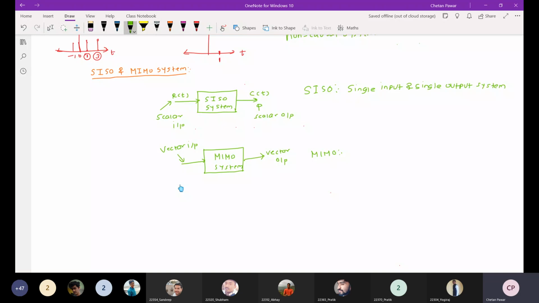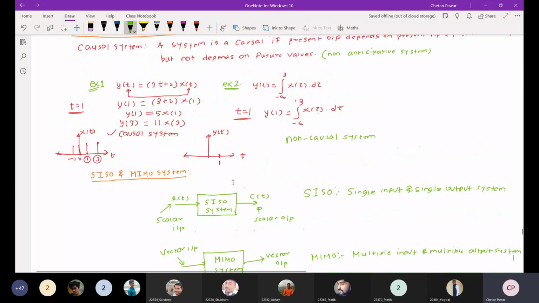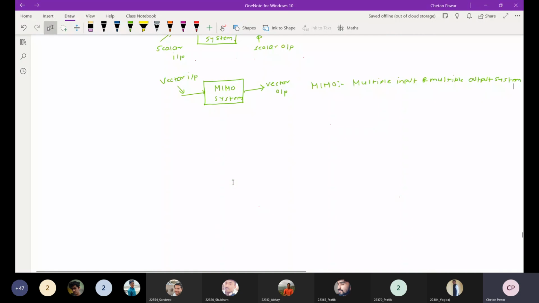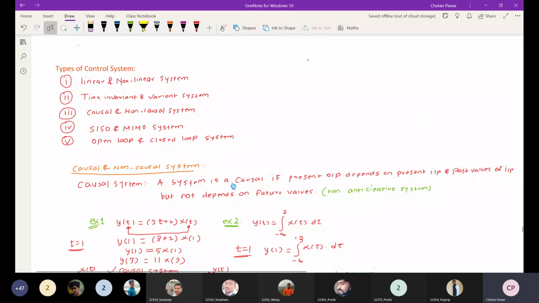In this course, we will study single input, single output systems only, but just for the information, there are also multiple input and multiple output systems. So these are the SISO and MIMO systems. Okay. So these are the main classifications of the control systems.